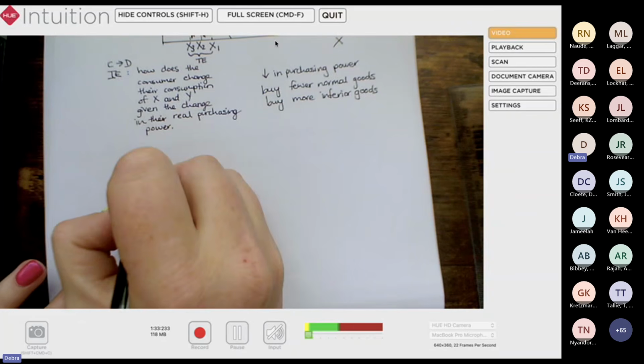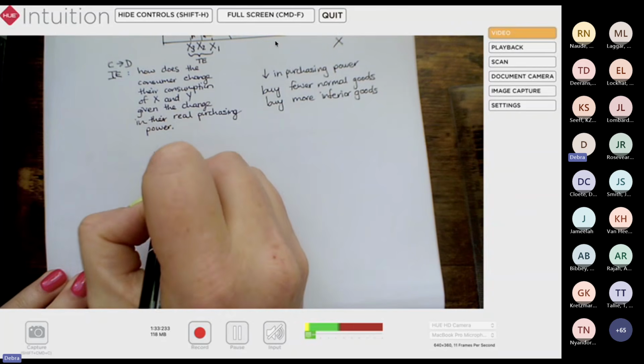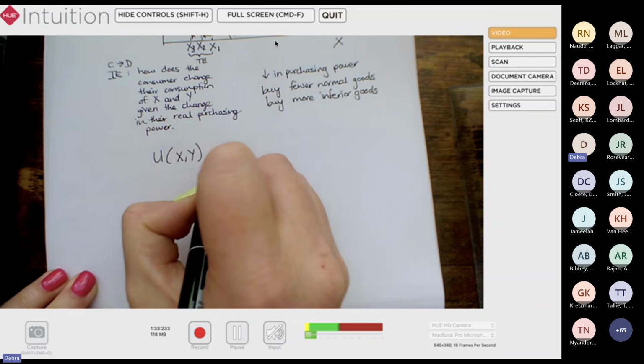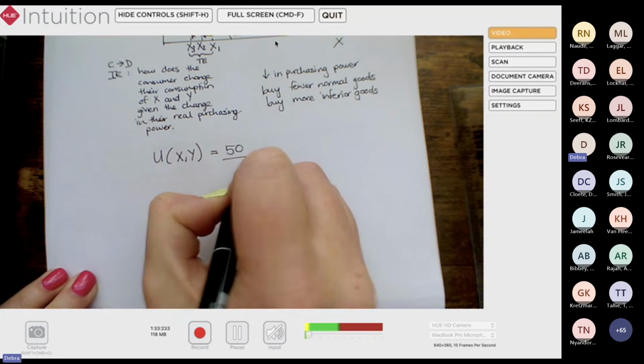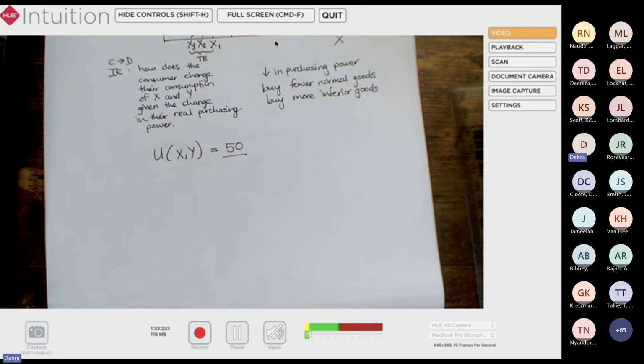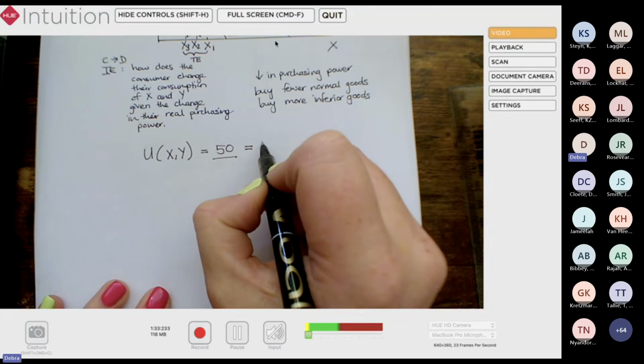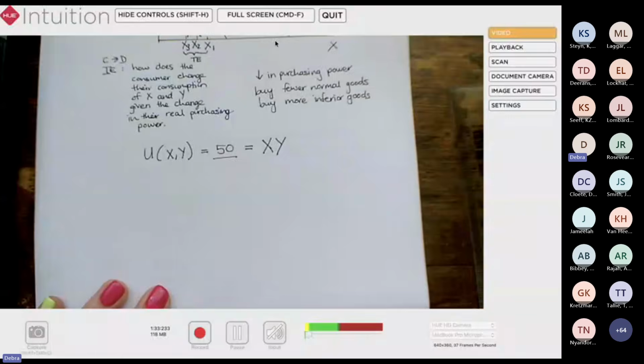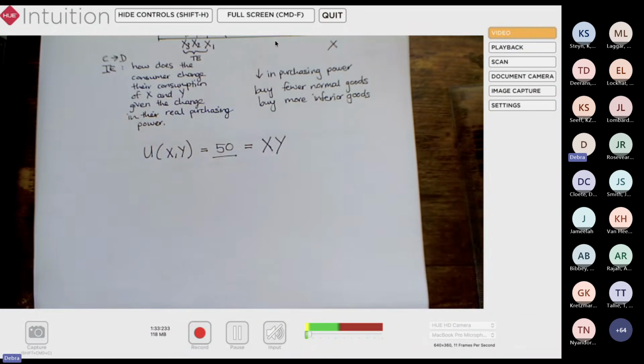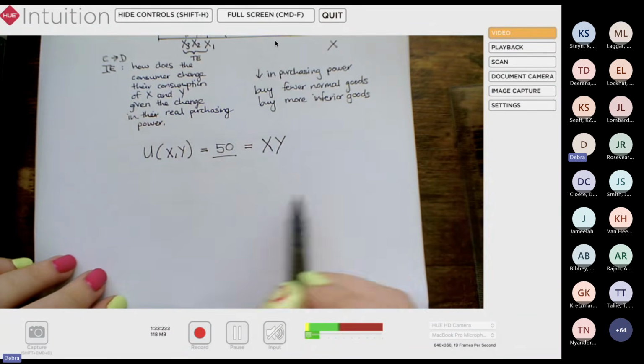I want my utility that I get from X and Y to still be 50, because that is the amount of utility we got at the previous best affordable bundle of 5X and 10Y. So I still want my utility to be 50 in total. And that 50 has to be equal to X times Y. Okay, so this is a condition that has to be true.